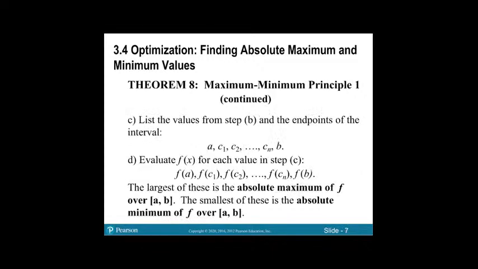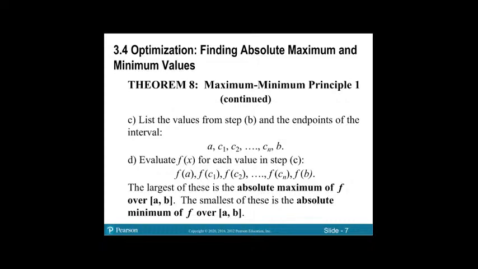Yeah, that's okay. List the values from step B and the endpoints. So then we have our endpoints and any critical values between a and b. And then evaluate f for each value in the list. The largest of these is the absolute max. The smallest of these is the absolute min, right?